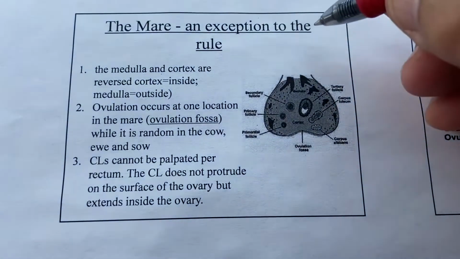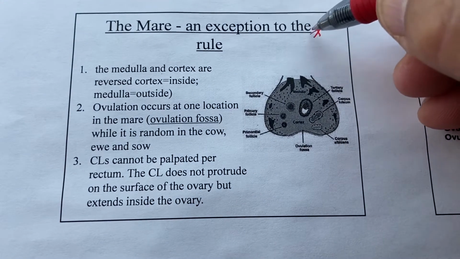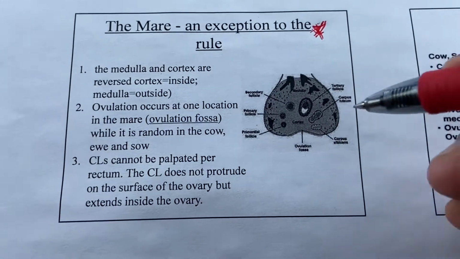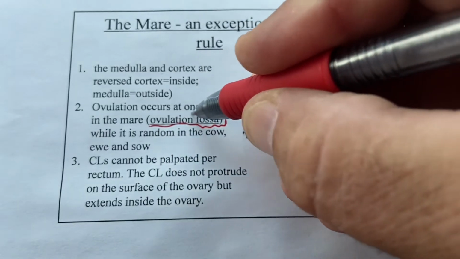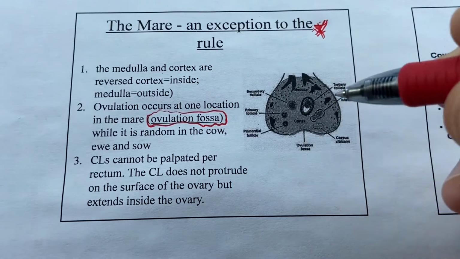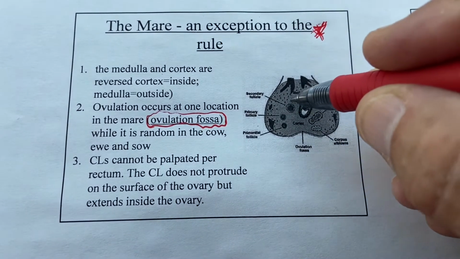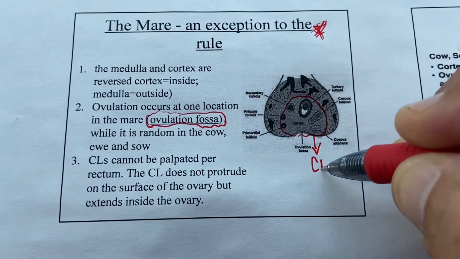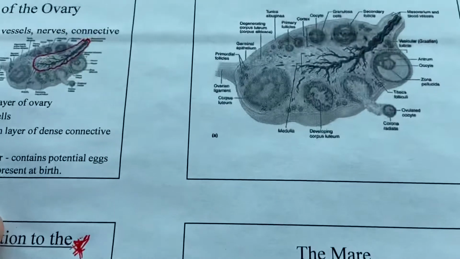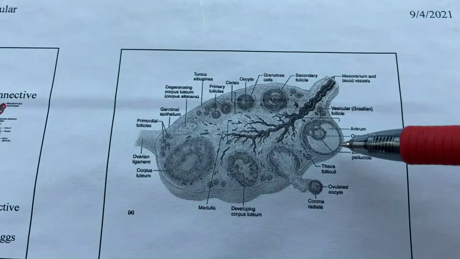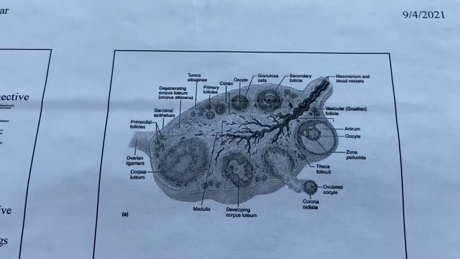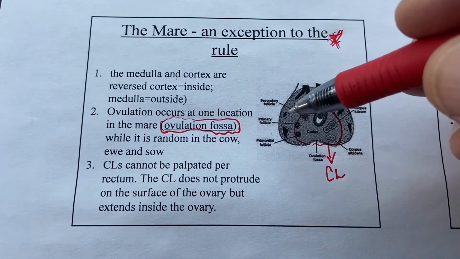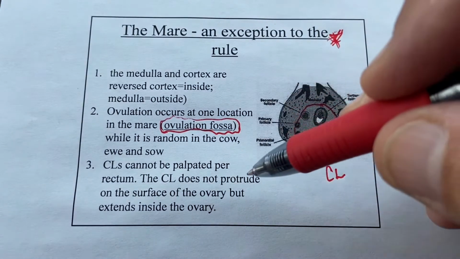Exception to the rule, make sure you understand this one right here. They're going to be absolutely reversed. And so what you end up with, another good thing make sure you know, is an ovulation fossa. Because that cortex can be up in here, you are not able to palpate or check that CL, that corpus luteum that we have on the outside right here. So in terms of us palpating, and that's why I use ultrasound more when we get into horses, cortex is going to be reversed, medulla is going to be on the outside, and that's why we can't palpate.